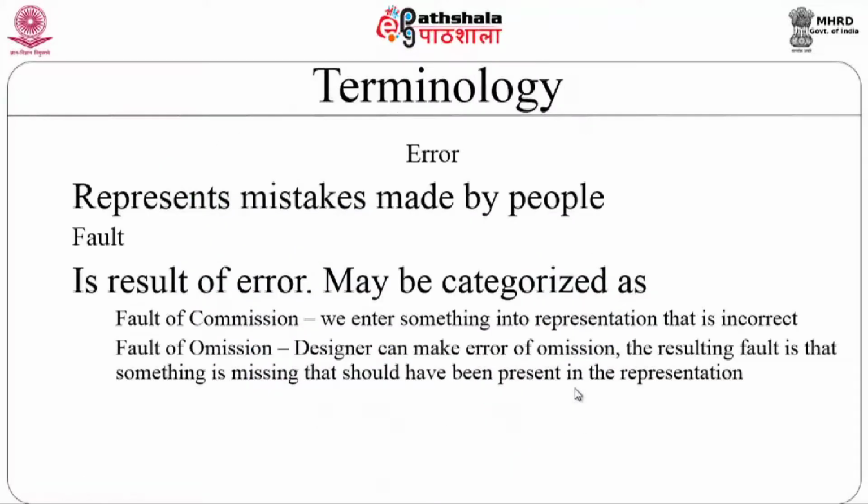We will define error systematically. Error represents mistakes made by people. Fault, it is also a type of error, but fault will occur if requirements are having error and the error is implemented into the software, that will lead to fault. So, fault may be categorized as fault of commission and fault of omission.